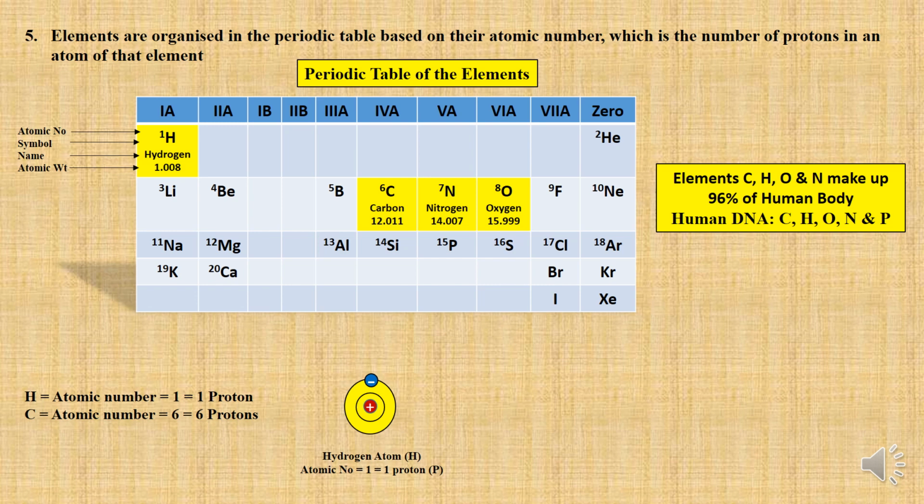Carbon is the 6th element in the periodic table because its atomic number is 6. And why is its atomic number 6? Because carbon has 6 protons in its nucleus.